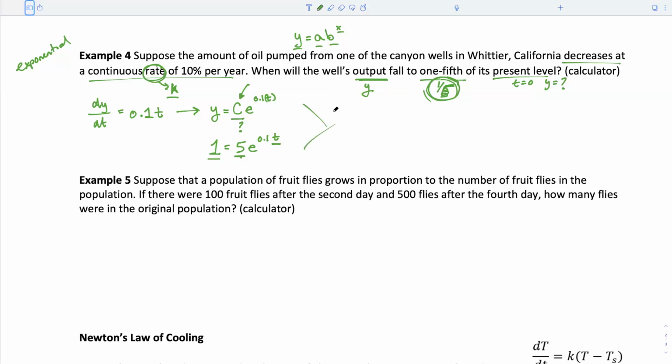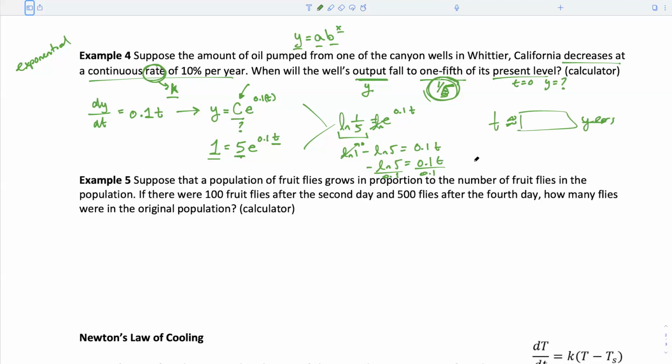All right, so from this, obviously we divide by 5. So we got 1/5 equals e to the 0.1t. Take the ln of both sides. And in this case, ln of 1 minus ln of 5 is equal to 0.1t. ln of 1 is 0. Divide both sides by 0.1. This is calculator. So t is going to be approximately, I don't know, can you guys figure that out and plug it in? And I'll check your answers tomorrow.